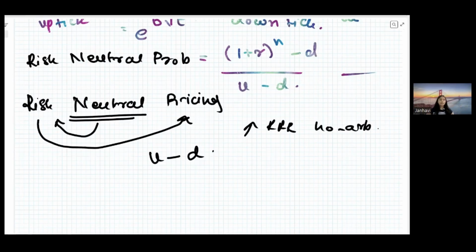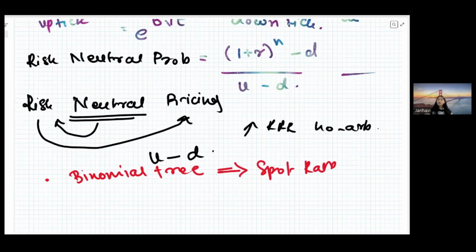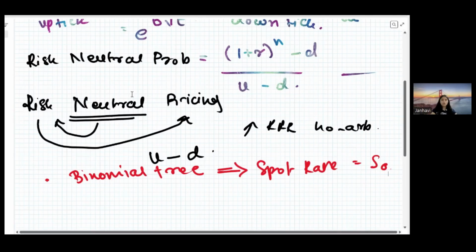One thing you need to understand while solving this is that one of our steps is drawing a binomial tree. You just need to fix it in your mind that the binomial tree will always start from the spot rate, or the current rate. Now this was technically the basics of the binomial model. Let's solve a sum and see.